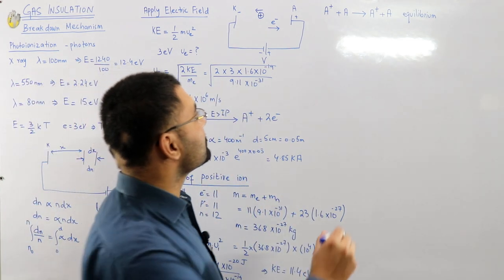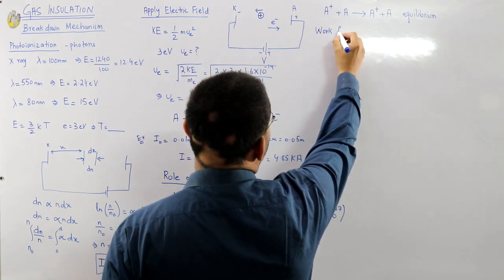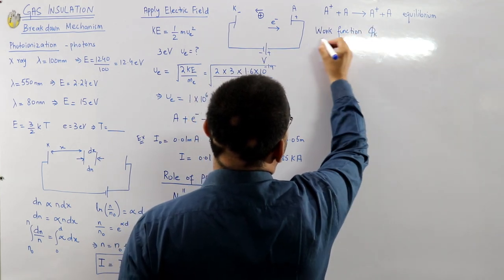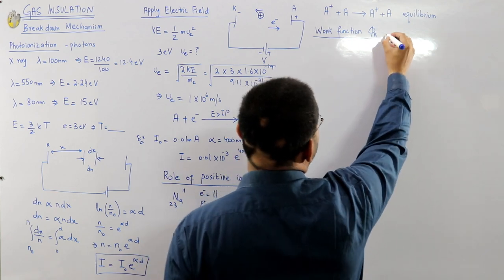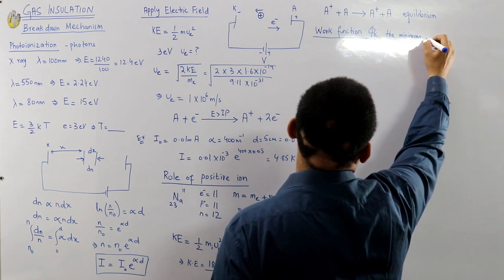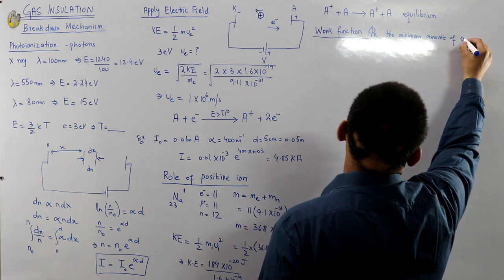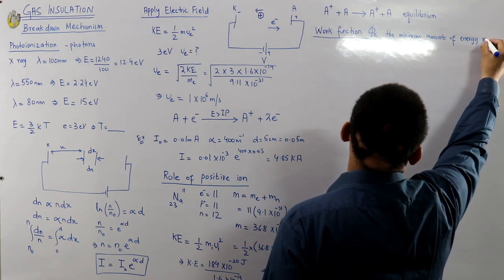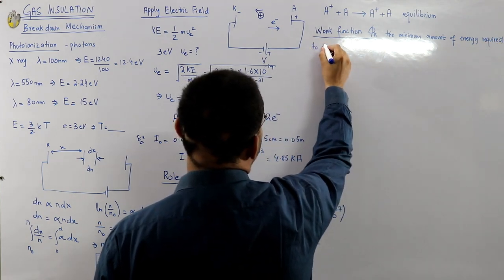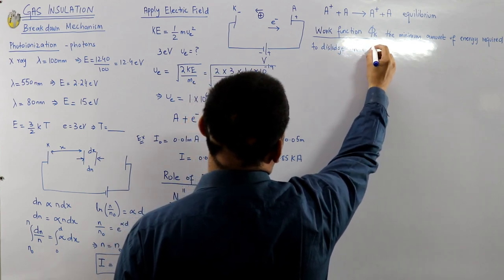And the cathode is a metal material, so you have an associated work function. Work function is denoted by phi k. This is the minimum amount of energy required to dislodge an electron from a metal.